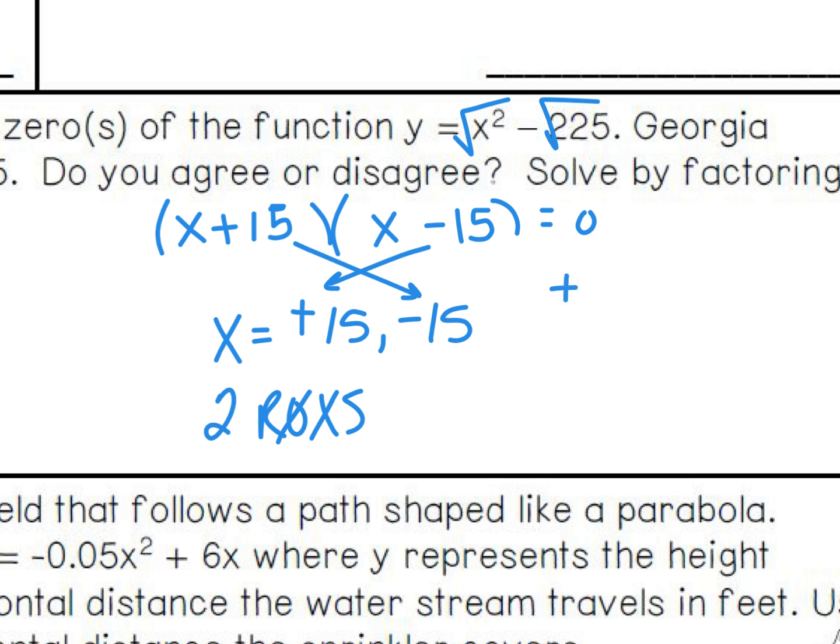Sometimes you will see this written plus or minus 15 like this. This is the same thing. It's just they wrote the 15 once, so you just have 2 symbols.